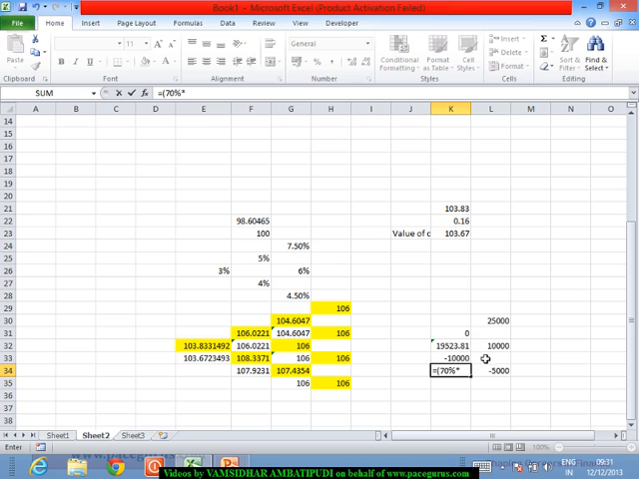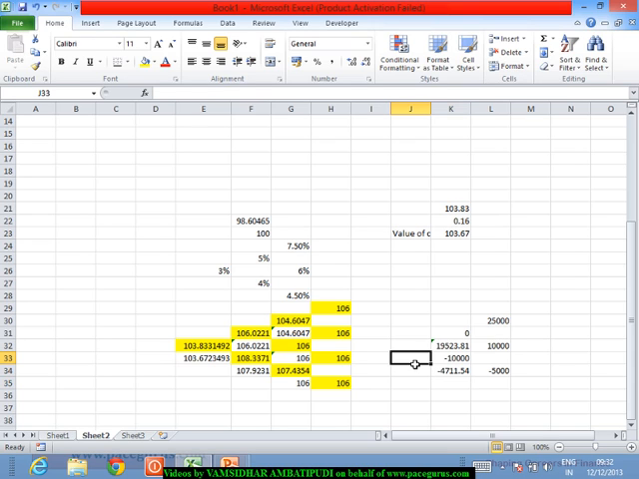The same logic if I apply here: 70% of 10,000 plus 30% of minus 5,000, divided by 1 plus the 4% expected interest rate, and along with that the current year's payment is expected to be minus 10,000. So the present value is going to be around minus 4,700.